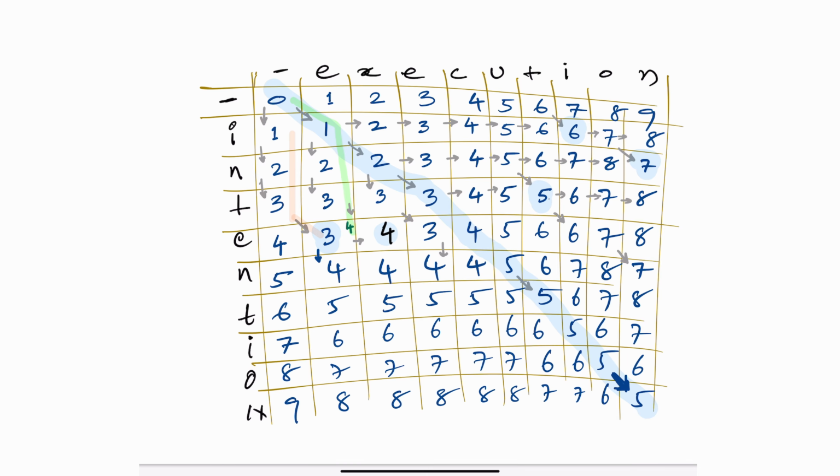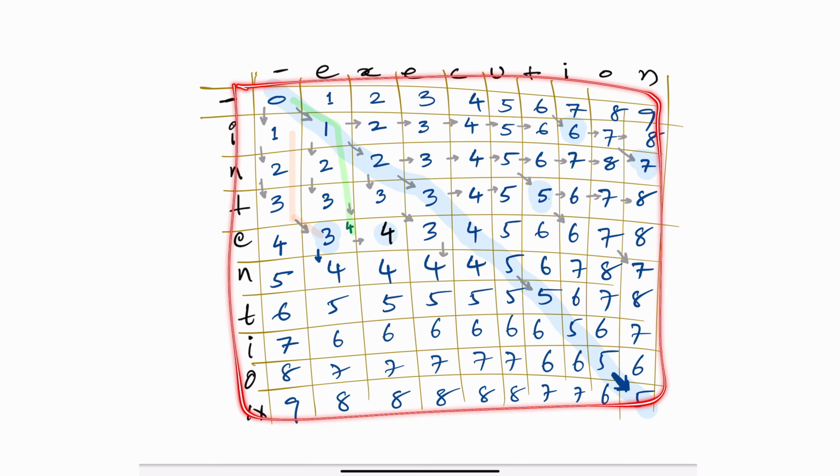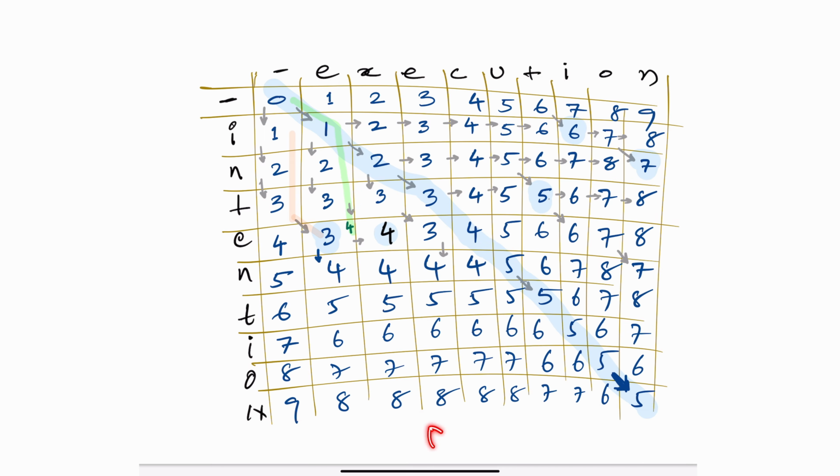When I say DP tabulations, we are going to create a table. Usually we call it a DP table because it has one solution, and out of this solution we are going to take a good solution. When I say good solution, which means minimum operations.